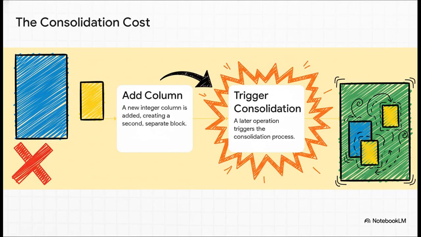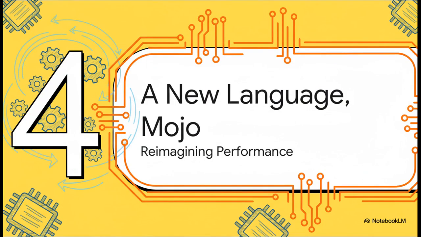But then, pretty much any operation you do next triggers something called consolidation. And here's the kicker. Pandas has to create a brand new, bigger block in memory and then copy all the data from the first 2 columns plus the new column into that new space. That's a massive, hidden copy operation, and that's why your code suddenly slows to a crawl. So if the block manager architecture has this built-in flaw, what's the alternative?